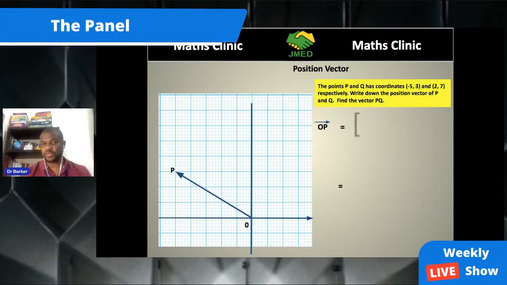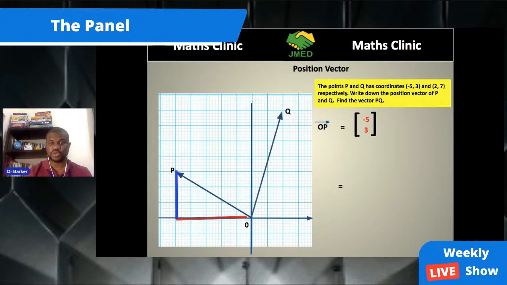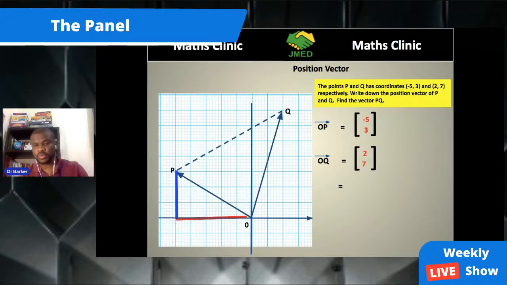And OP, we know what that will be. So we already find the position vector of P, minus 5, 3. What about Q? Q is here. That's the vector Q. The position vector will be quite straightforward, which will be, let me just write that down, 2, 7. That's okay. We know what we're doing there, okay?